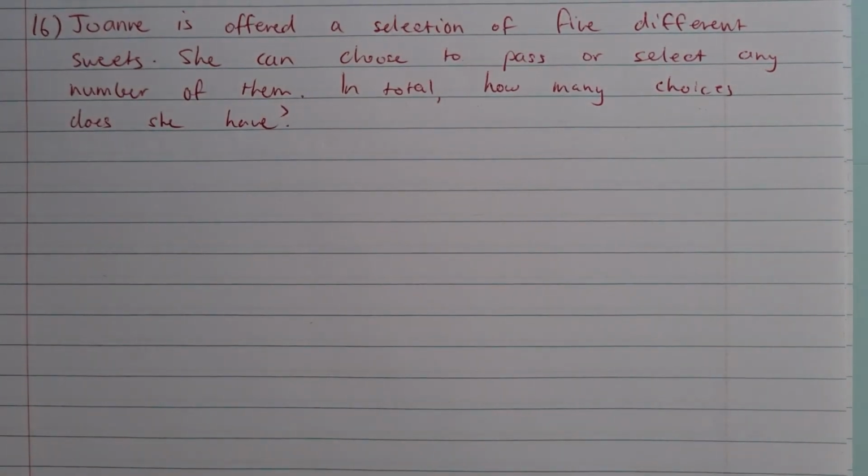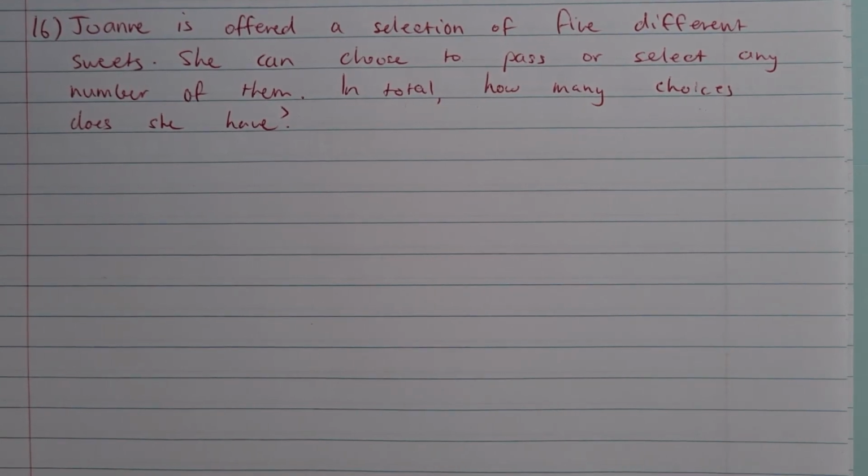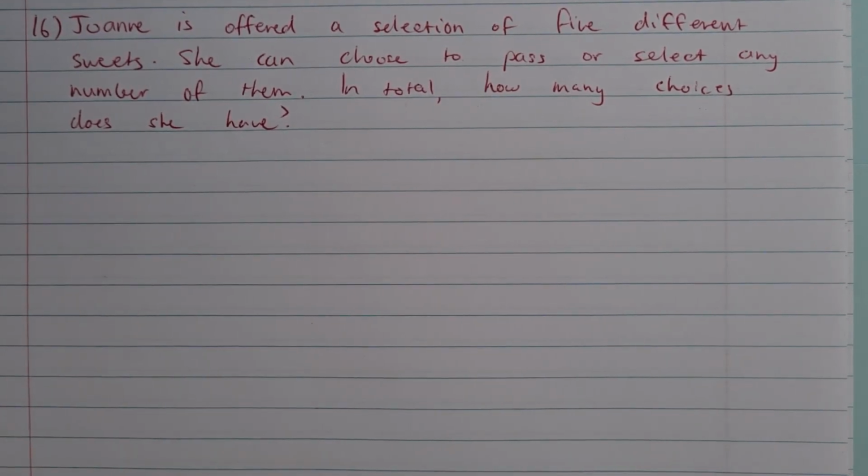Last question we're going to discuss is question 16. Joanne is offered a selection of 5 different sweets. She can choose to pass or select any number of them. In total, how many choices does she have?